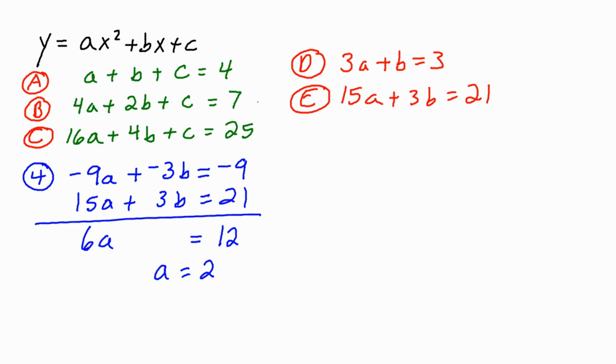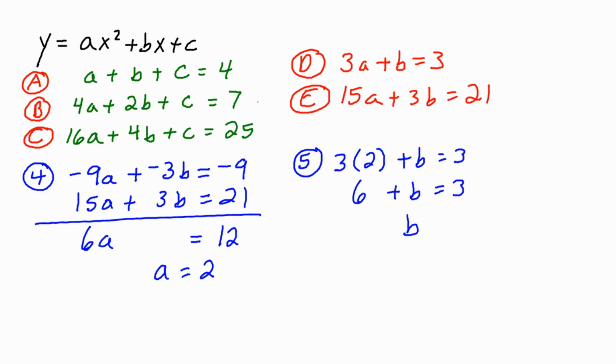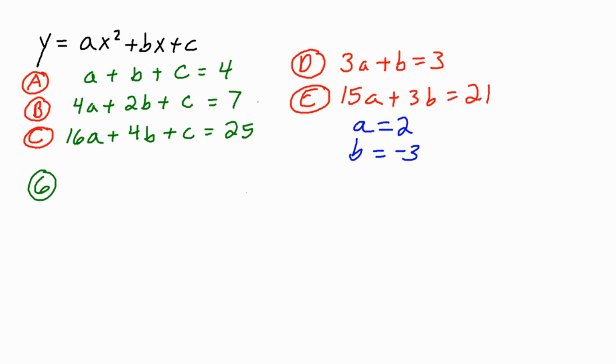Now I can find b, so I'm going to use my equation D. 3 times a, which is now 2, plus b equals 3. 3 times 2 is 6, plus b equals 3. b equals -3. Now I'm ready to find c. I can use either A, B, or C equations to find that. I'm going to use equation A. So a, which is 2, plus b, which is -3, plus c equals 4. -1 plus c equals 4, so c equals 5.